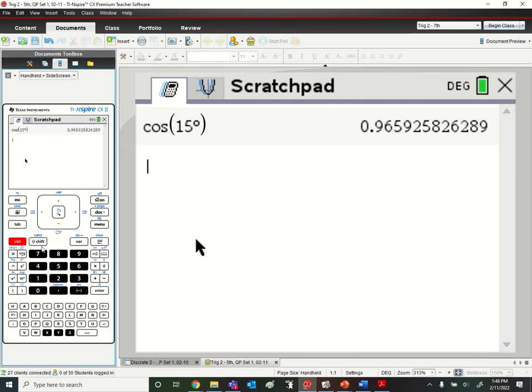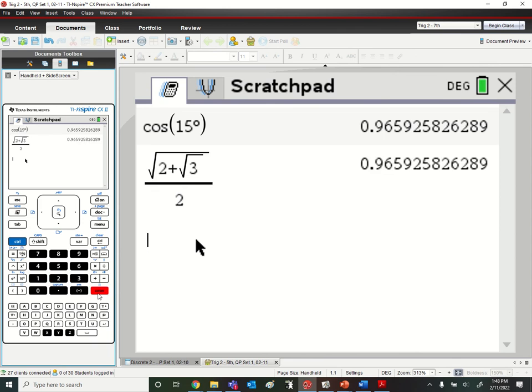So I have control divide. I set up my fraction first. And now I do my radical. And it was 2 plus rad 3, right? And all this is over 2. Hit enter. Are they the same thing? Yeah. So I have verified in the calculator that my work is correct.